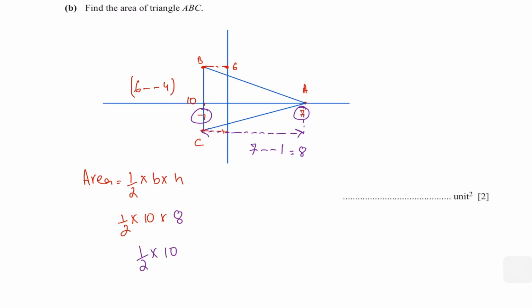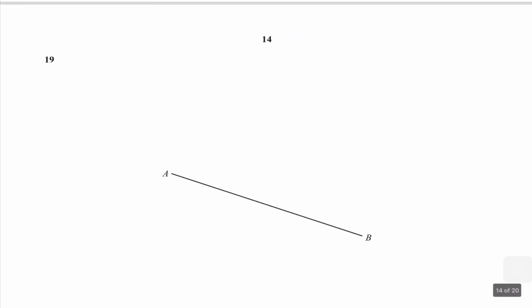Let's work this out. Half times 10 times 8. 10 times 8 is 80. 80 upon 2 is 40. So 40 units squared is going to be our final answer.